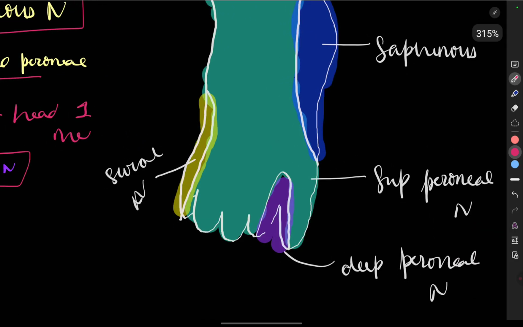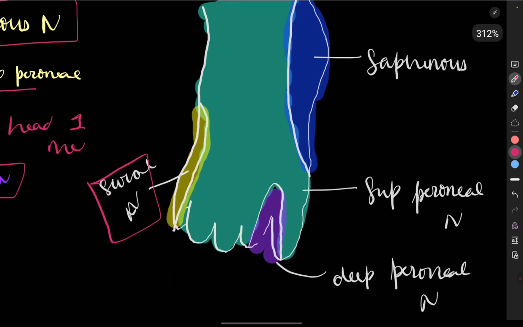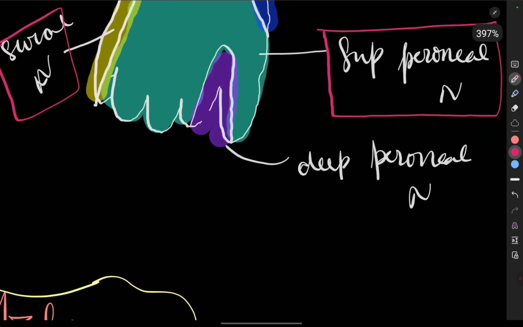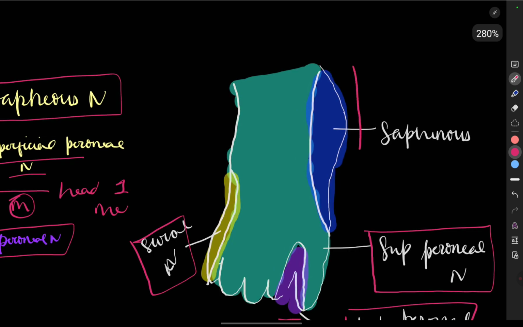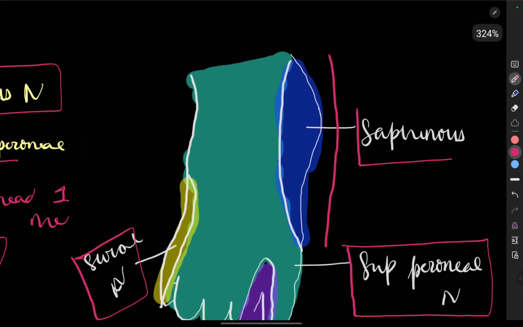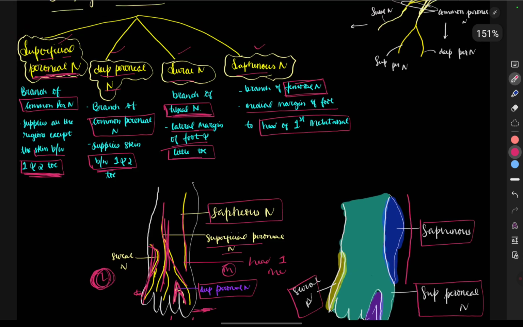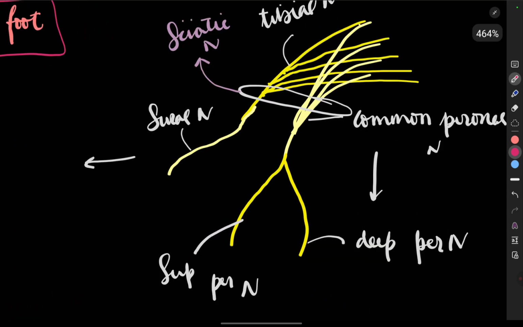The lateral side and the little toe are supplied by the sural nerve, the complete dorsum of the foot except the first and second digital cleft by the superficial peroneal nerve, this cleft by the deep peroneal nerve, and the medial side to the head of the first metatarsal by the saphenous nerve. So this is the cutaneous, the sensory innervation of the dorsum of the foot. Let us also understand the nerves.